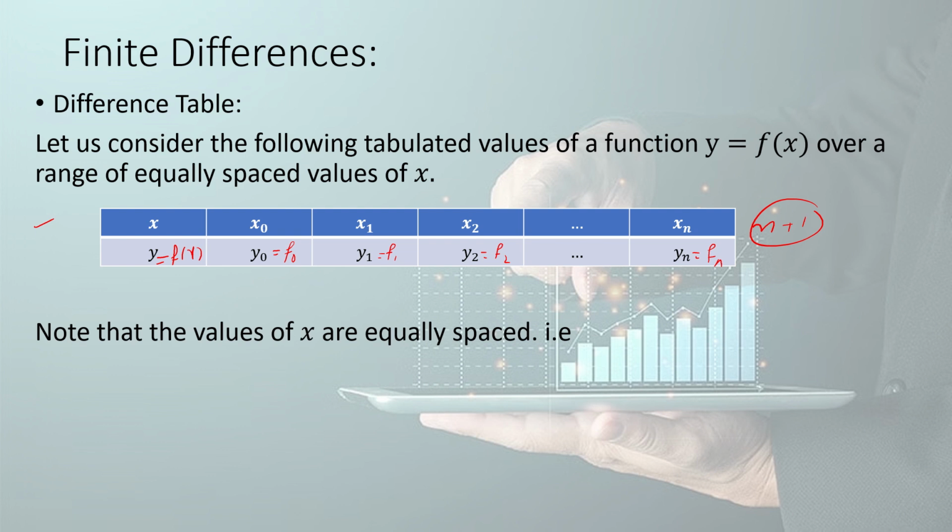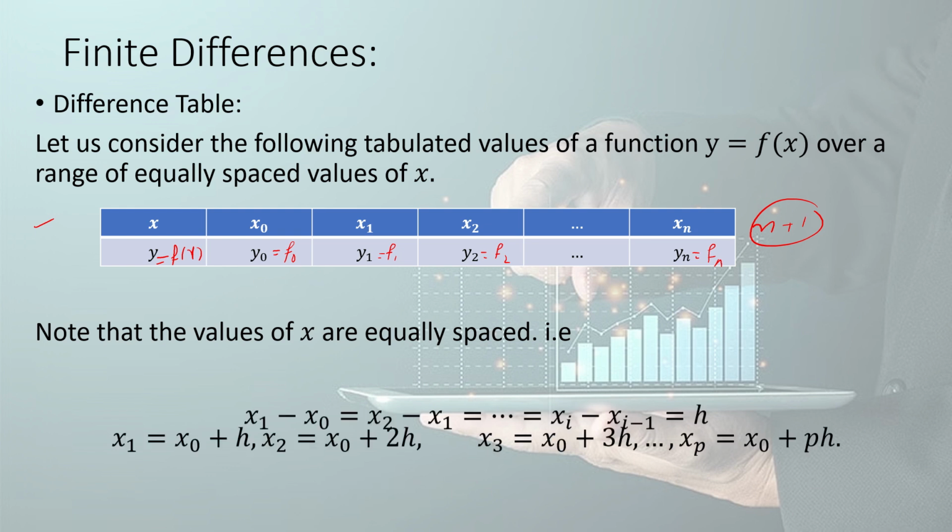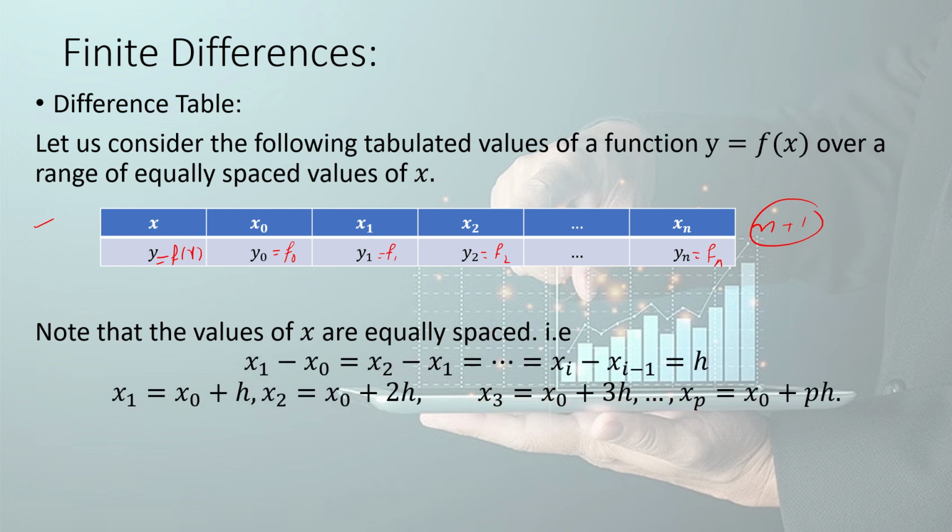So the values of x must be equally spaced, because a difference table can only be constructed in case of equally spaced values of x, right? We cannot construct a difference table in case of unequally spaced data. For that purpose, we usually construct a divided difference table. So the data is equally spaced.